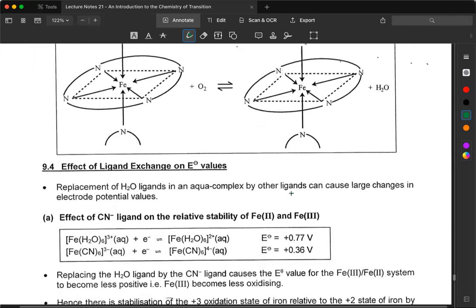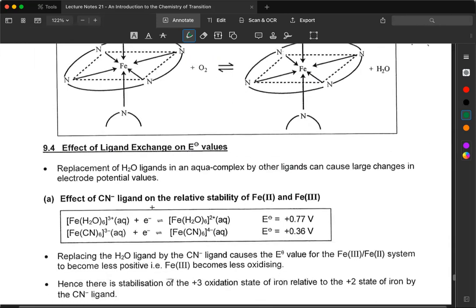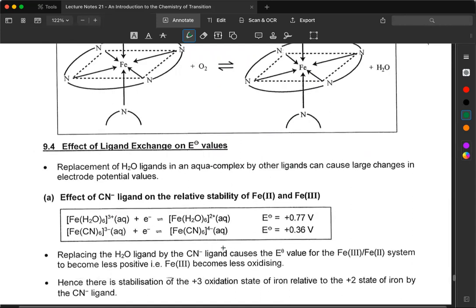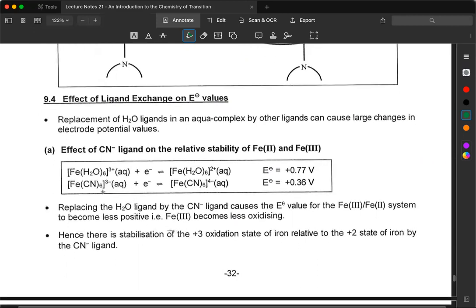Now, replacement of the water ligands in the aqua complex by other ligands can cause large changes in the electrode potential values. So the effect of CN- ligand on Fe2+ and Fe3+. Replacing the water ligand by CN- causes the E0 value to become less positive. So it becomes cyanide, and then the Fe3+ becomes less oxidizing. It reduces less easily. So there is a stabilization of the +3 oxidation state relative to the +2 state of iron by the cyanide ligand.